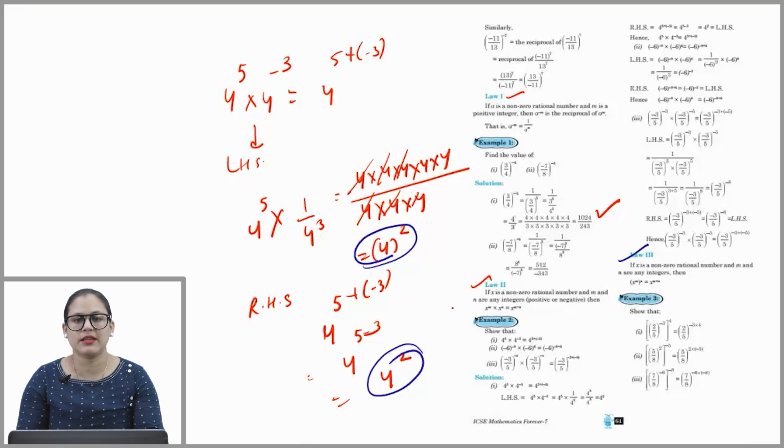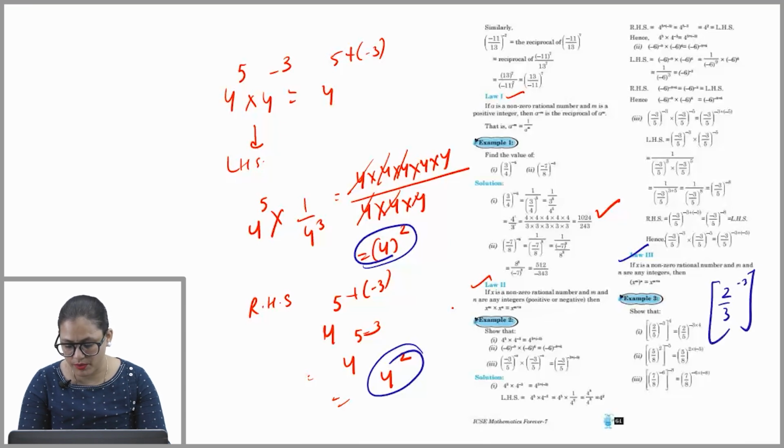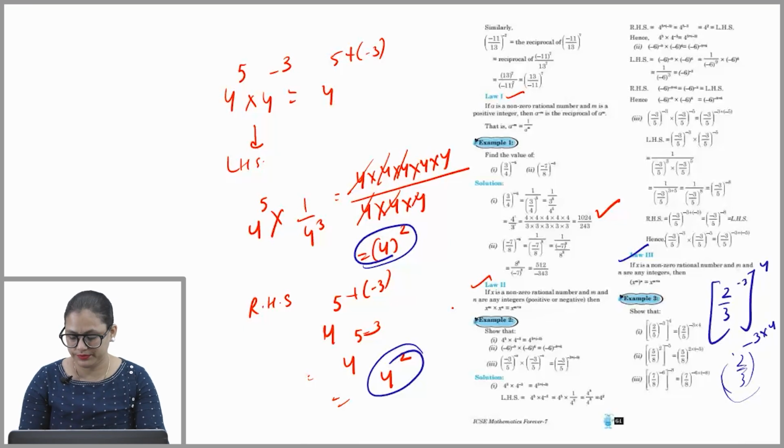If x is a non-zero rational number and m and n are any integers, then x raised to the power m raised to the power n is equal to x raised to the power m into n. For example, (2/3) raised to the power minus 3, raised to the power 4. So we will write it as (2/3) raised to the power minus 3 into 4.